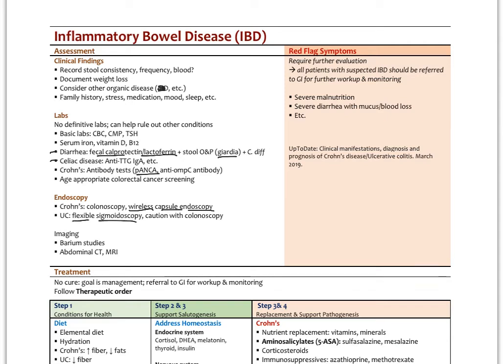You have to be very careful about a colonoscope going up there. It could actually cause perforation in severe Crohn's. So they usually start with a sigmoid scope. They only go up to the sigmoid colon and then maybe progress to a full colonoscopy. Barium studies could be helpful, especially looking for strictures and fistula, and then the abdominal CT or MRI for the same things. Our red flags here would be severe malnutrition, severe diarrhea, and all the other ones we've already spoken about.